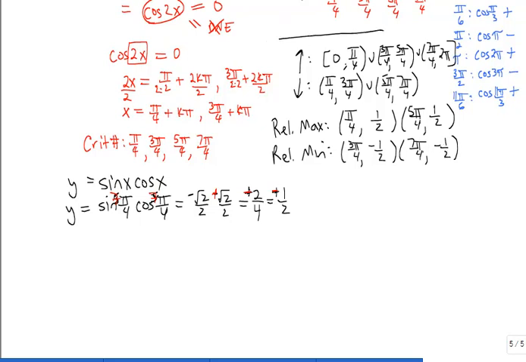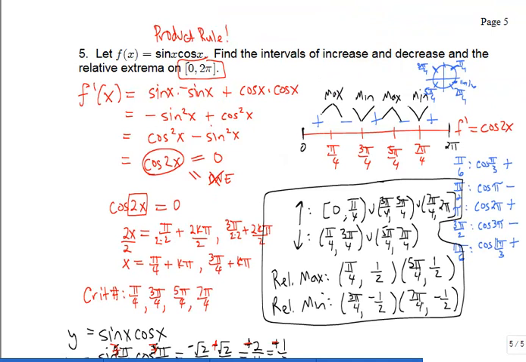Okay, here's our final information. And we're not going to bother putting it all into a graph for this one because they just asked for the intervals of increase and decrease and the relative extrema. All right, that concludes our lecture on the first derivative test. Good luck.